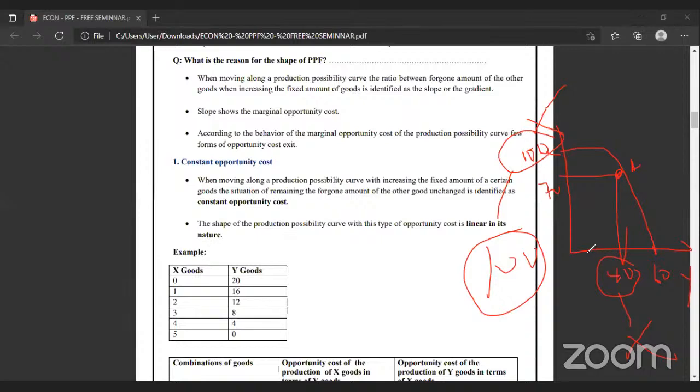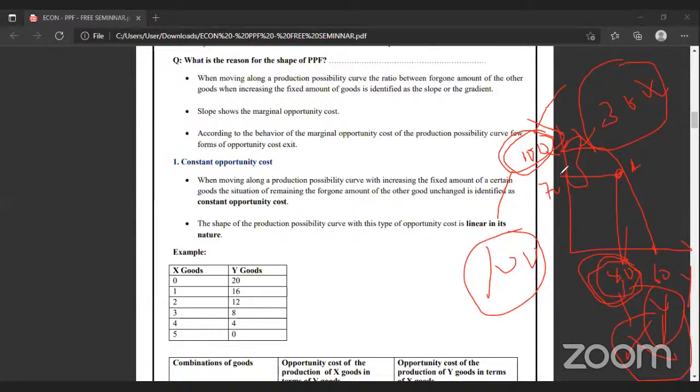So if the economy decided to produce at least 40 Y goods, that means they need to sacrifice from 100. In other words, if they forgo 30 X goods, only then can they produce 40 Y goods. I will ask you the other way around.